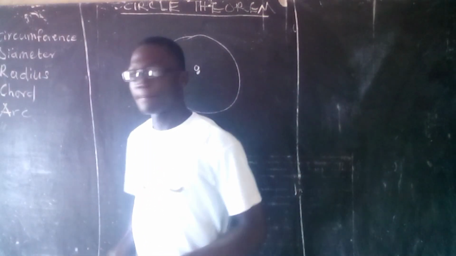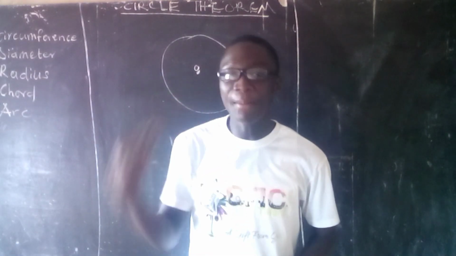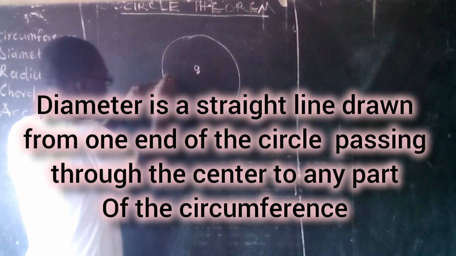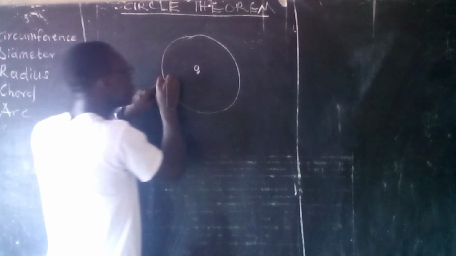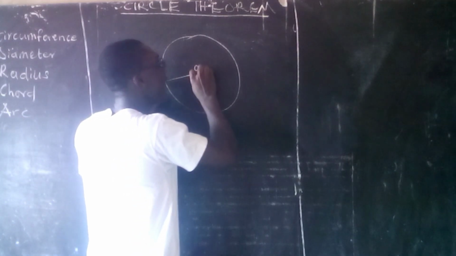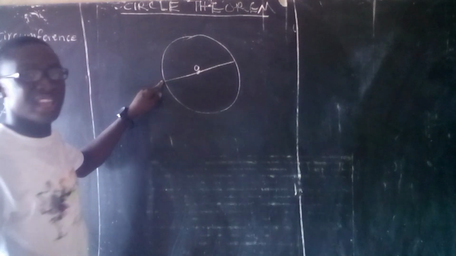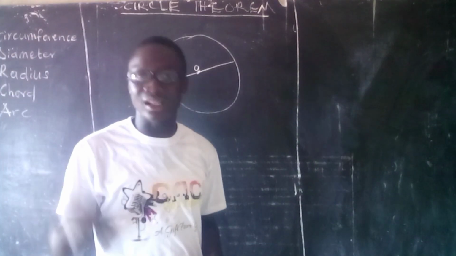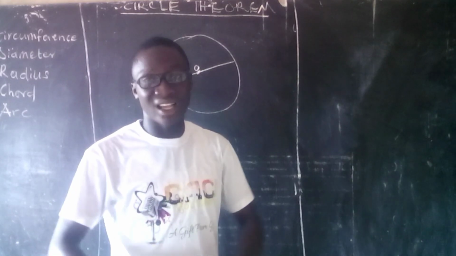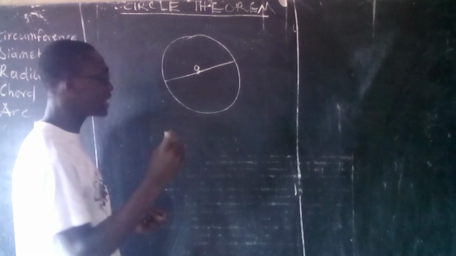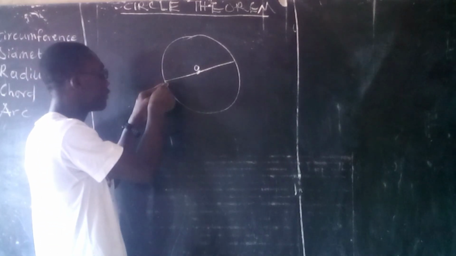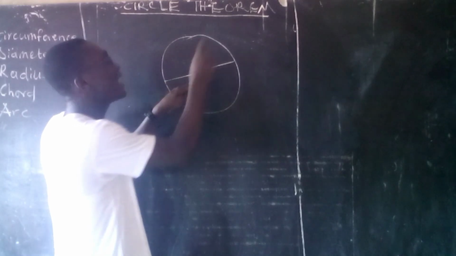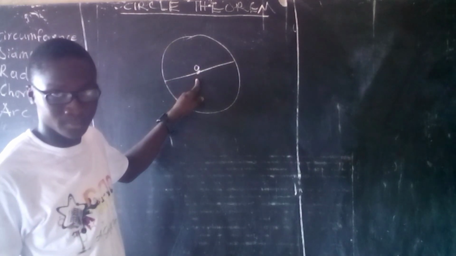Now, diameter. What is a diameter? A diameter is a straight line drawn from one point of the circumference, which passes through the center to the end of the circumference. So the key phrase is that it passes through the center. You have to include it, or it won't define the diameter. So a diameter is a straight line drawn from one end of the circumference, which passes through the center of the circle to the other end of the circumference of the circle.